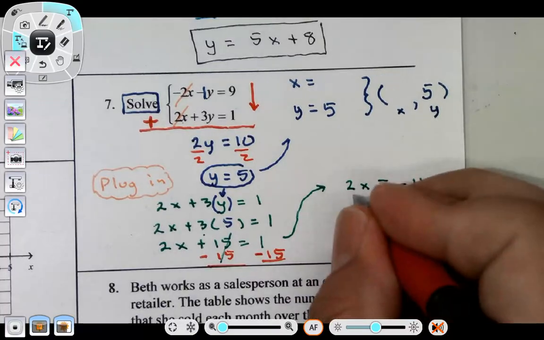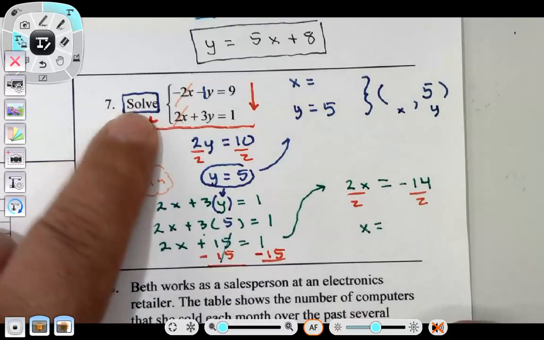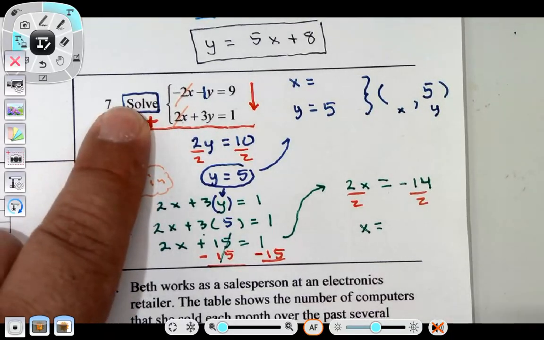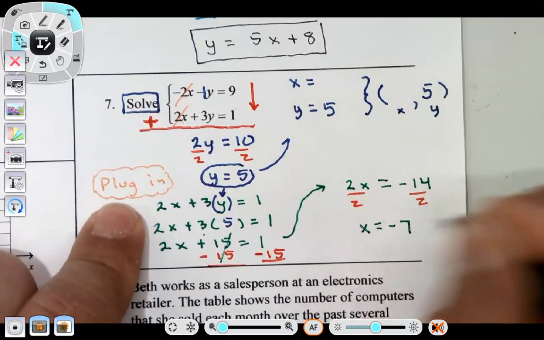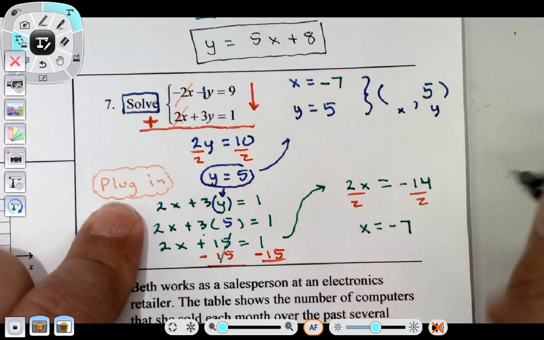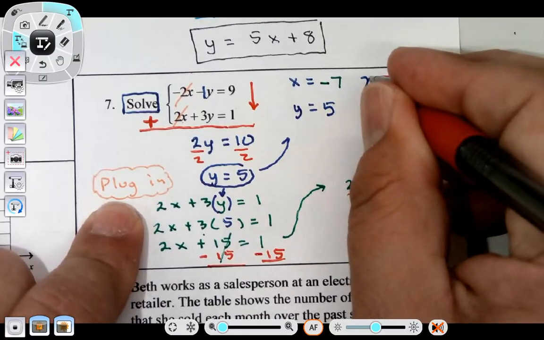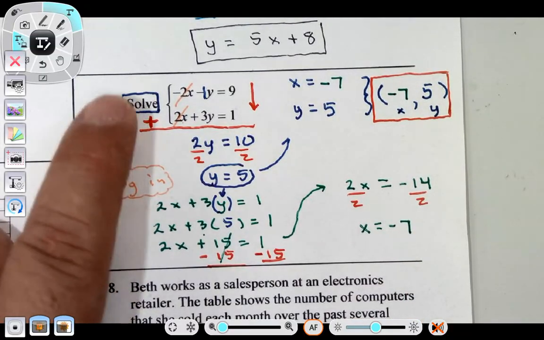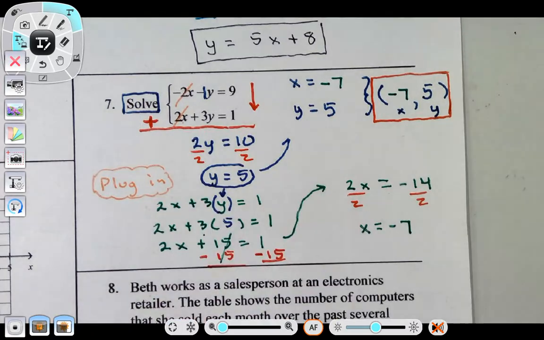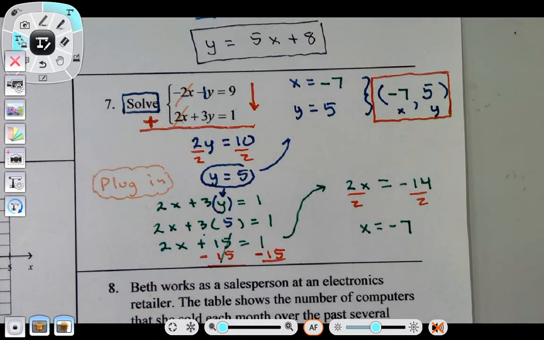All I do now is just divide by 2, and just like that, we have officially solved. Solving has always meant, say, x equals, y equals. So in this case, x equals negative 7. Well, then I bring it here, which now allows me to bring it here, and this is our official answer for this problem. Again, it says solve. Solve has always meant, tell me x equals this, or y equals this. Well, in this case, I need to do it twice. Which brings us to the last problem.